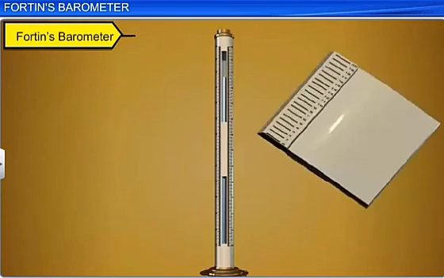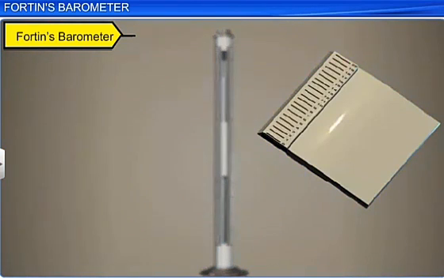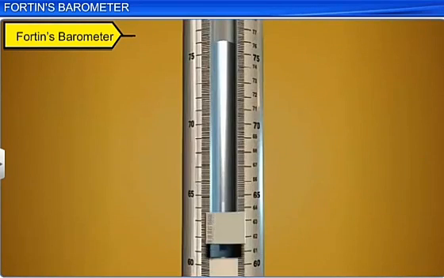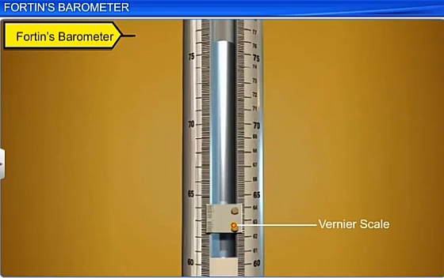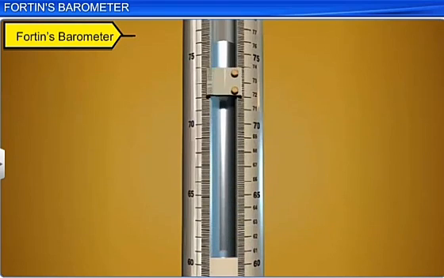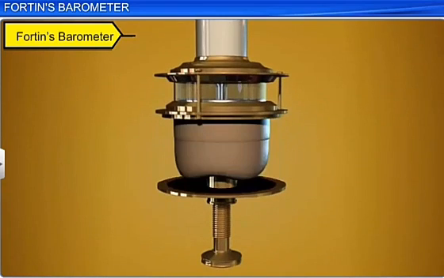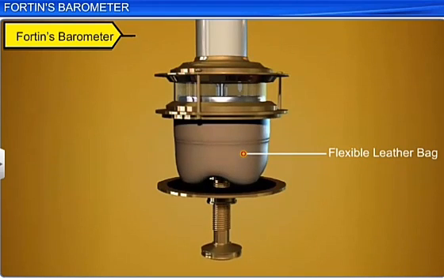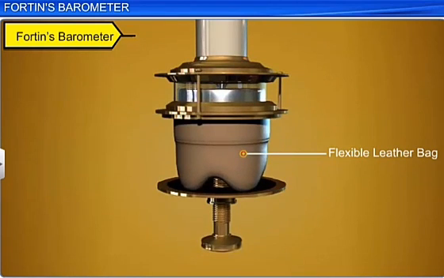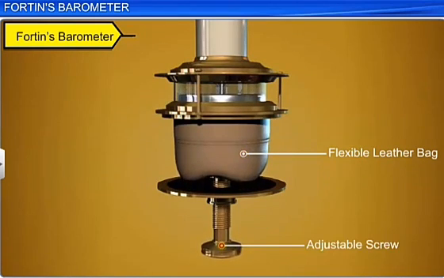For accurate measurement, a vernier scale that can slide over the main scale is also fixed to the barometer. The vernier scale can be moved up and down using a screw. The bottom of the cistern is like a bag made of flexible leather. The mercury level can be adjusted by means of a screw provided underneath.